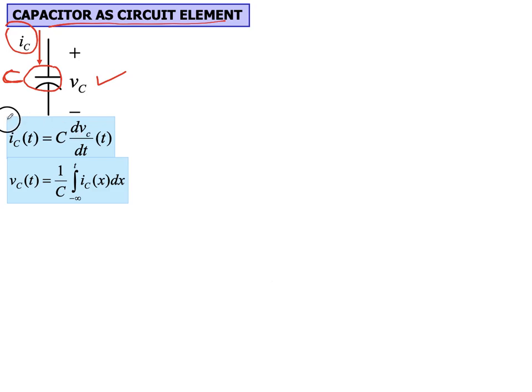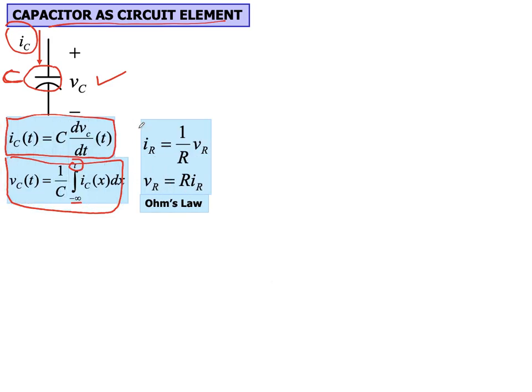Using the differential form of the capacitance law, I_C is equal to C dV/dt, and the integral form of the capacitance law is this one, which is 1/C times the integration of the current. That is the accumulation of current from minus infinity to t. So it is a similar expression to what we have seen for voltage for resistors as well.